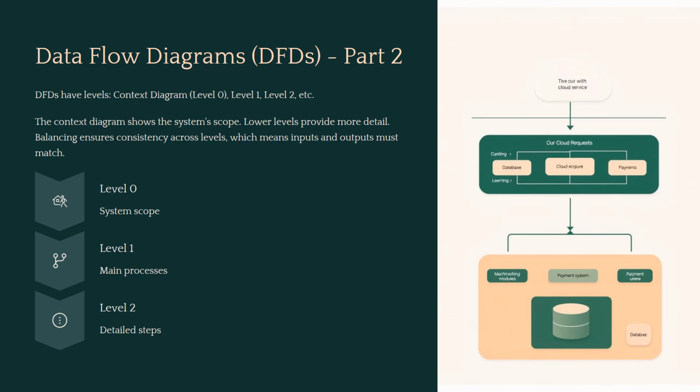As shown in the diagram, here we have the data flow diagram with a graphical representation. We start with the cloud service. In the cloud service, our cloud requests are database, cloud, regulatory, and the payments. Next, under this are the processing modules, payment system, and the payment requests. These are all done in the database in the cloud config. Level 0 is system scope, level 1 is main process, level 2 is detailed stages.